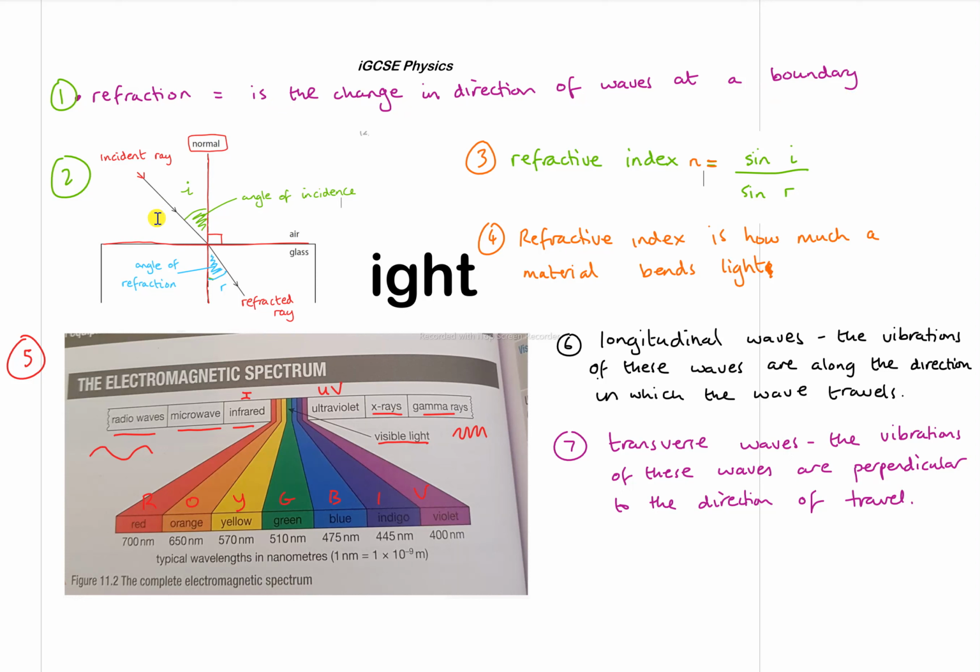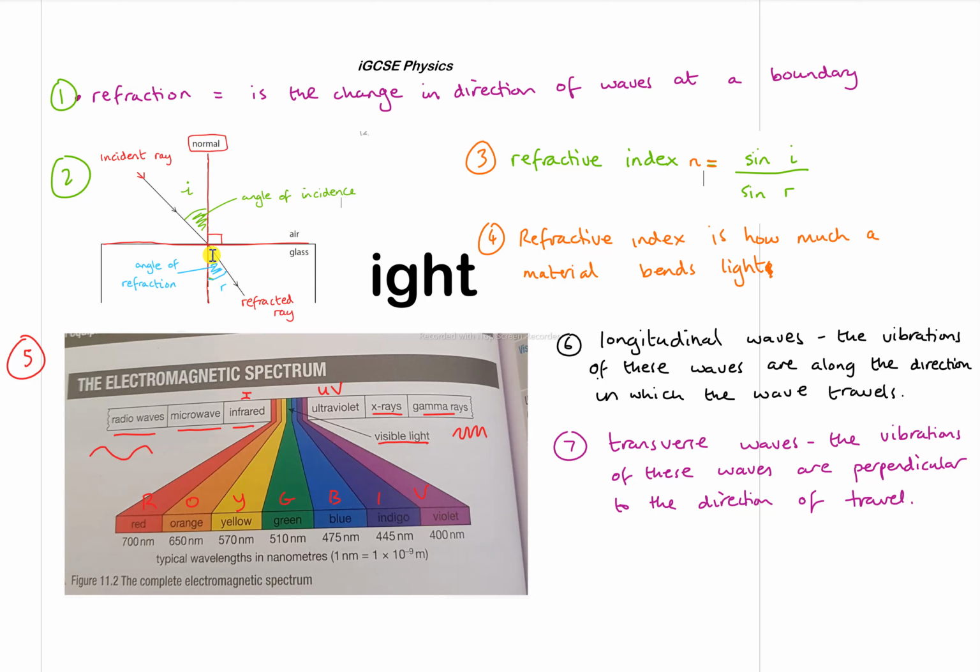Okay. Number 2. You have a ray coming in. It's called the incident ray. You have a normal, which is at 90 degrees or perpendicular to the boundary. You can see you've got the air and the glass. You measure the angle of incidence to the normal.